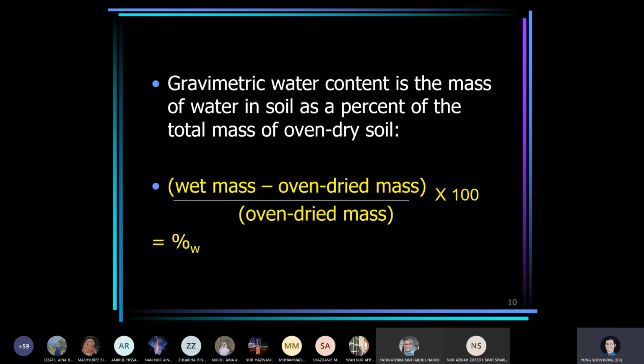However, if you look at the food industry, for example, those people who work in Jabatan Kimia looking at food safety, most of the time they use wet basis. Because why? You go to the pasar, you buy sayur. They want to determine, for example, the heavy metal content in a vegetable.